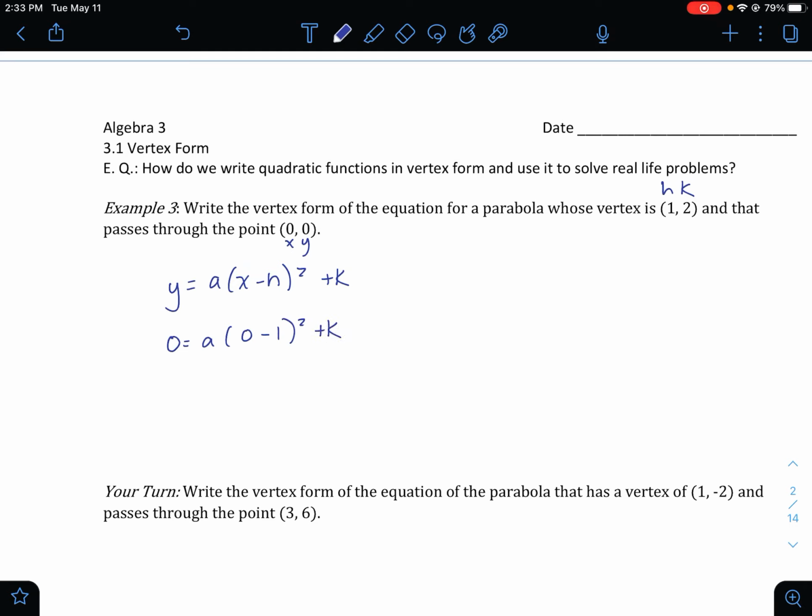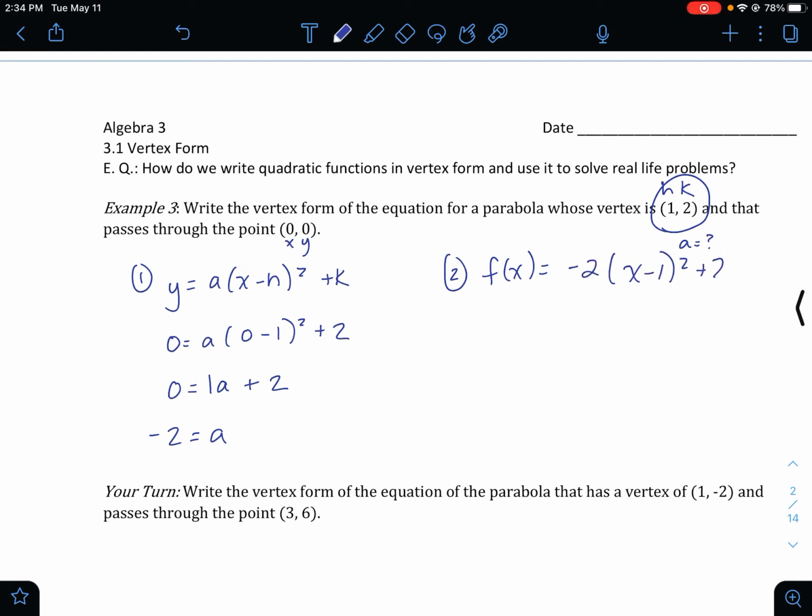So pretty much to write an equation in vertex form, I need h, k and I need my a value. So we're going to solve this for a. So negative 1 squared is positive 1. Whoops, I forgot to put my k in. There we go. So I'm going to subtract 2 from both sides. So a is negative 2. So my final answer is y, or I guess I should say f of x, equals negative 2 times x minus 1 squared plus 2.